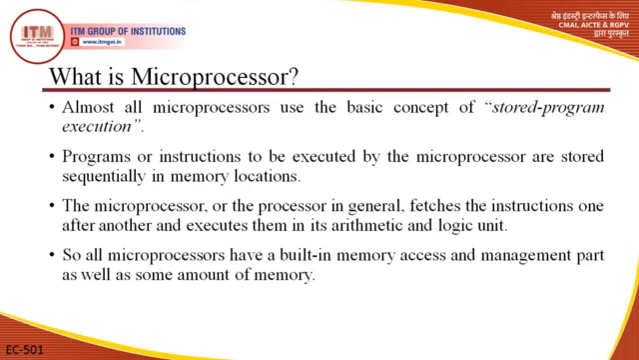Because the instructions are stored in the memory and read by the microprocessor, and instructions or programs are stored in secondary memory in a passive state whenever the computer is off. So memory is an important part of a processor. So all microprocessors have a memory access and management section.